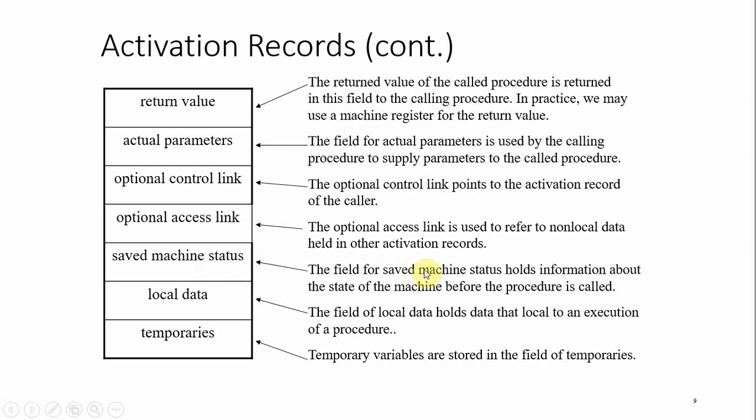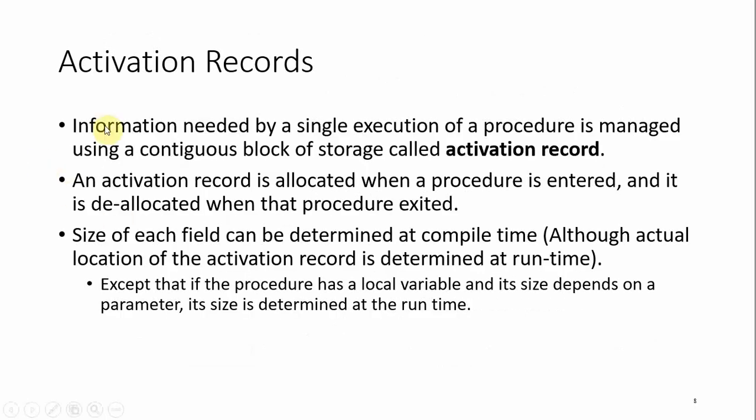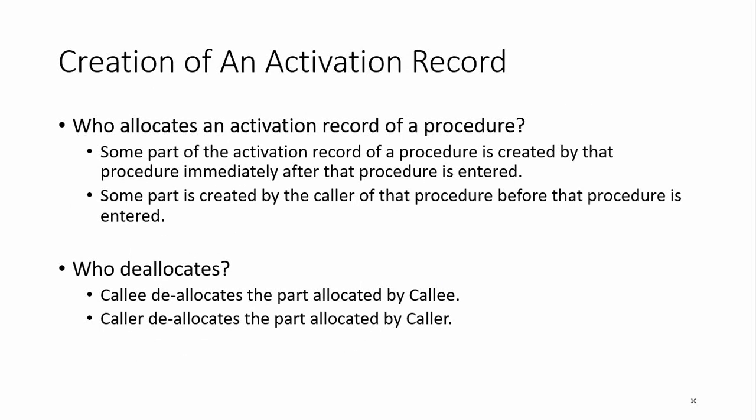An optional access link for non-local data, meaning it will have links to the global data area. Saved machine status will have the status of the machine before this procedure call. Local data is the area in which the local variables are stored. Temporaries store the temporary values found during the execution of the current procedure. This is the general structure of a single activation record. As I said, activation records are used to store the information of a single execution of a procedure.